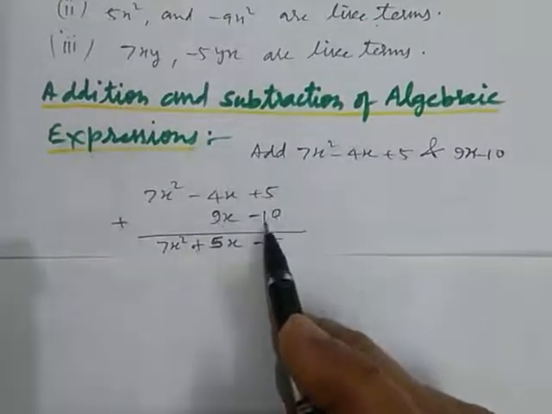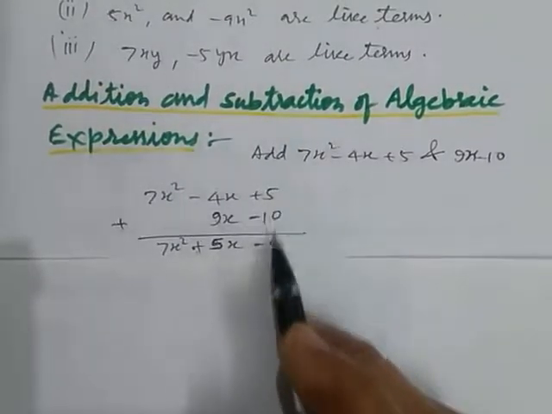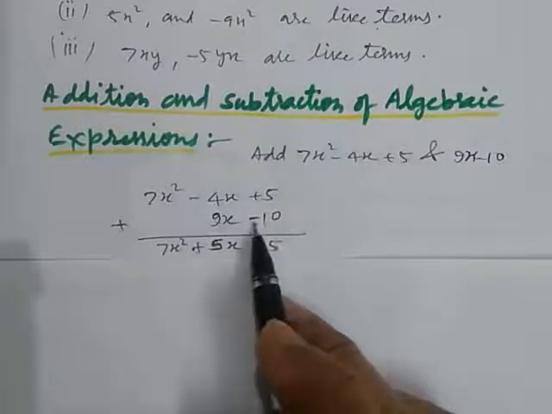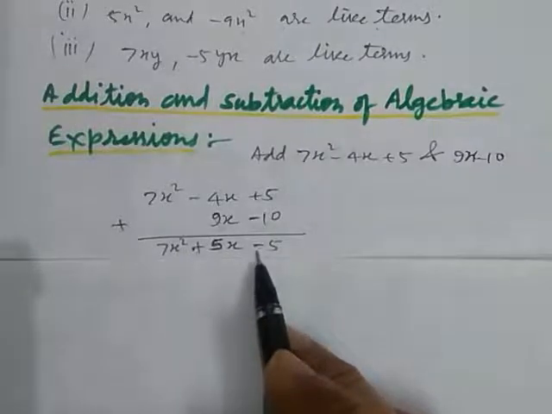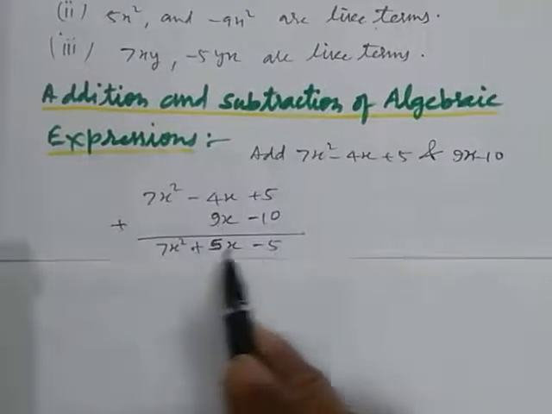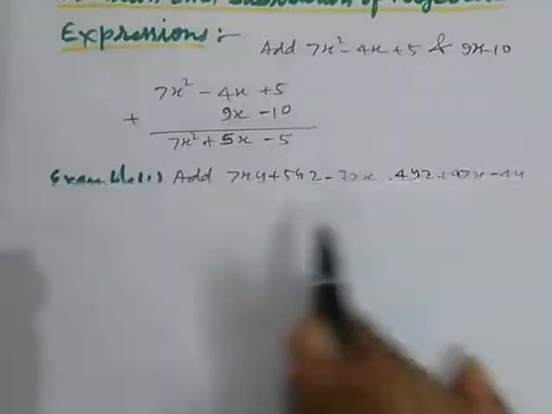Here also the signs are different, so we subtract them, and the bigger number is minus 10 having a negative sign, so we put negative here, and by subtracting 5 from 10 we get 5. So this is our result by adding this. Okay, now we take some examples.